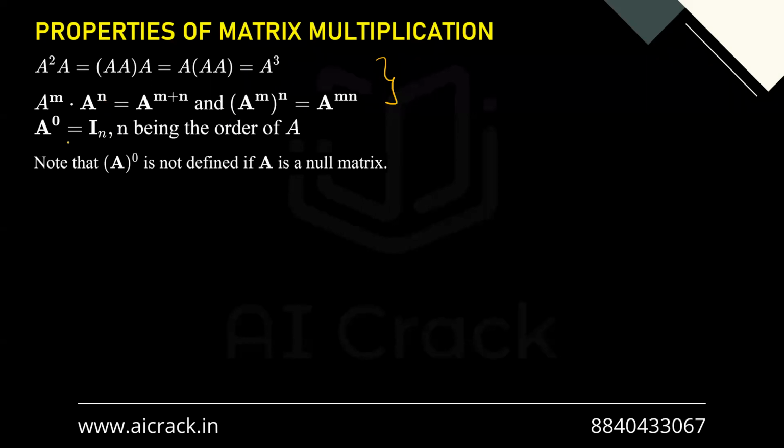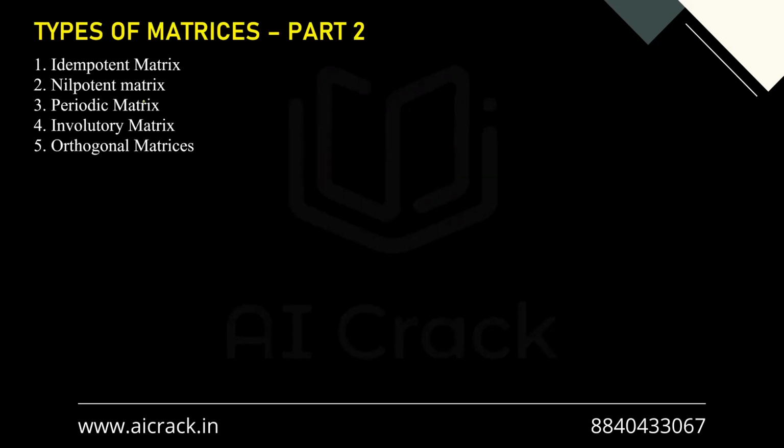Now this is again a similar kind of property. A raised power 0 equals In, and In is nothing but the identity matrix. So let's say A is a square matrix of order 3. If I raise it to power 0, then I'll get 1 0 0, 0 1 0, 0 0 1. This is the I3. Now the interesting part over here is that A raised power 0 is not defined if A is a null matrix. So if A is a null matrix, then we cannot define A raised power 0. But A should not be a null matrix, and then A raised power 0 would become an identity matrix.